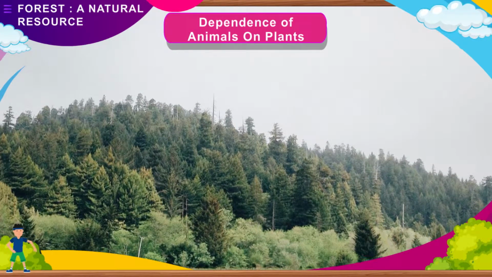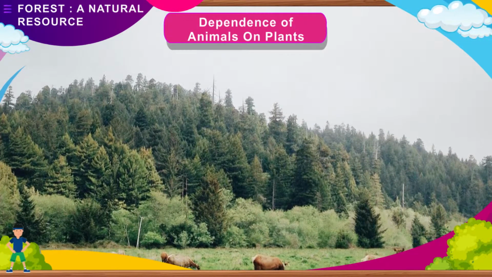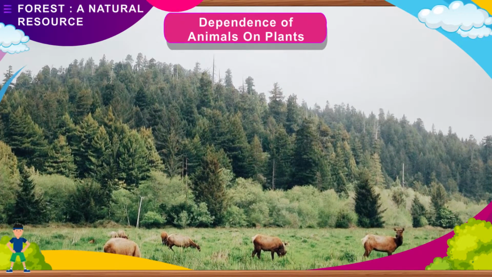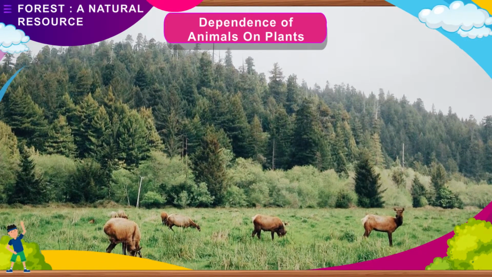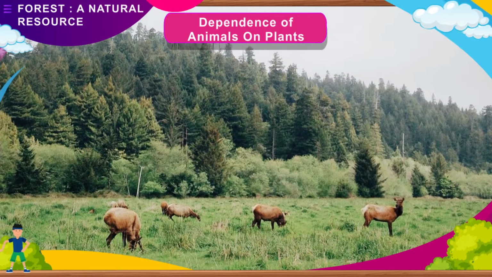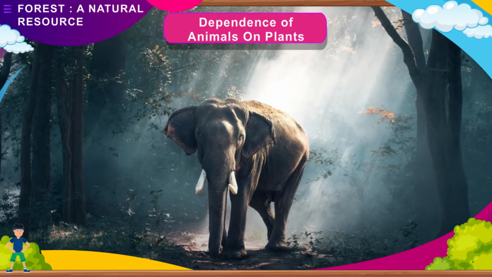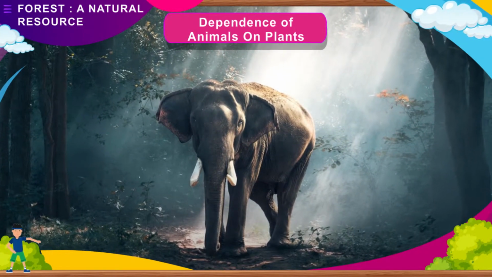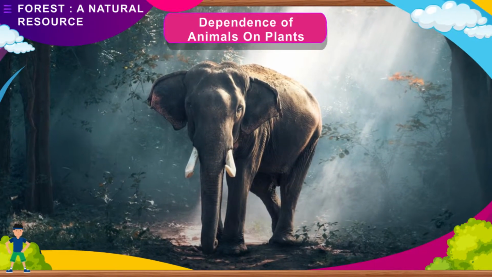Dependence of animals on plants. For food, all animals depend for their food directly or indirectly on green plants. For oxygen, plants produce oxygen during photosynthesis, and animals require oxygen for respiration. For shelter, some animals depend on plants for shelter and safety. Trees provide protection from rain and shade from the heat of the sun.